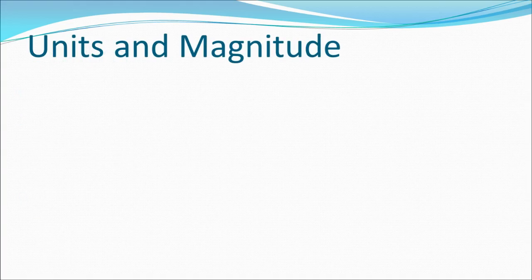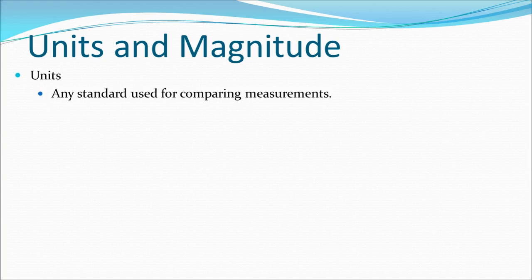Variables are measurable factors and characteristics. Whenever we talk about measuring something, we need to look at units and magnitude. Every value or set of values has a magnitude and a unit. The magnitude is the numeric part of that value. It's the size or extent of the value. The unit is what we're measuring. So our unit is any standard used for comparing measurements.